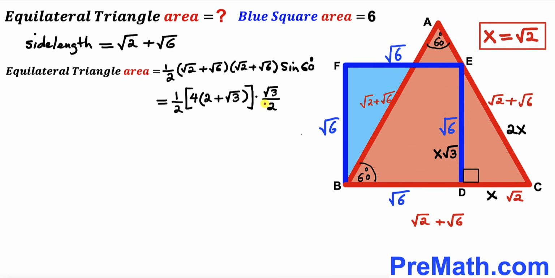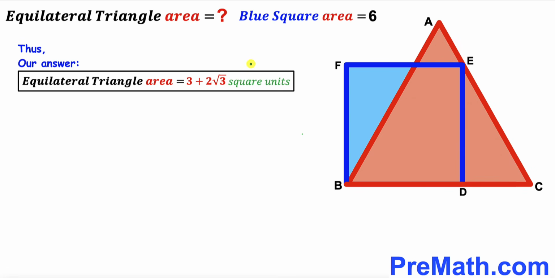And now we can see 2 and 2 at the denominator cancels out with this 4. And now we are going to distribute. So therefore when we multiply, that is going to give us 3 plus 2 times square root of 3 square units, the area of this equilateral triangle ABC.